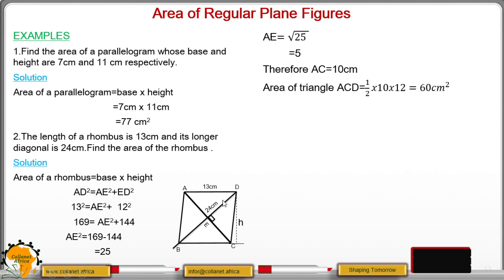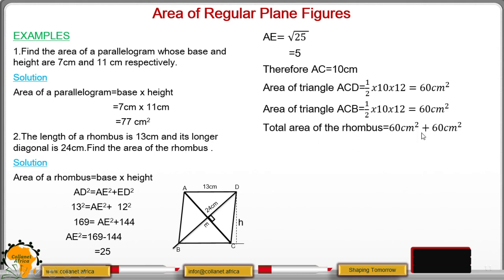We know that the height will be this one, a half of this, which is 12. So it will be a half times 10 times 12, you get 60. Then the other one, it's a half times 10 times 12, you get 60. So when you get the total area, it will be the sum. 60 plus 60, you get 120 centimeters squared.